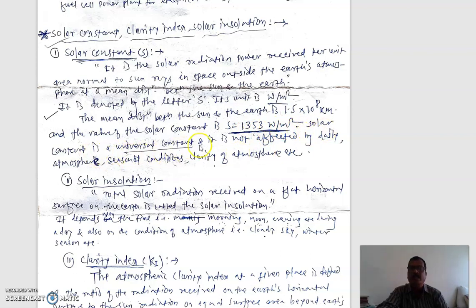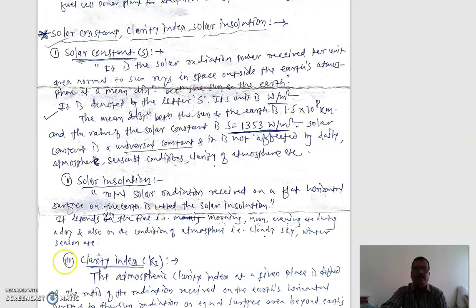Solar constant is a universal constant and it is not affected by daily, atmospheric, seasonal conditions or clarity of atmosphere, etc. It is a universal constant, therefore not affected by environmental conditions, and its value is 1353 watt per meter square. And mean distance between Earth and Sun is about 1.5 into 10 raised to 8 kilometer.